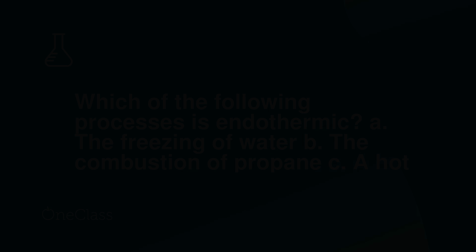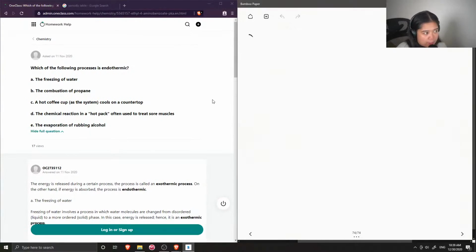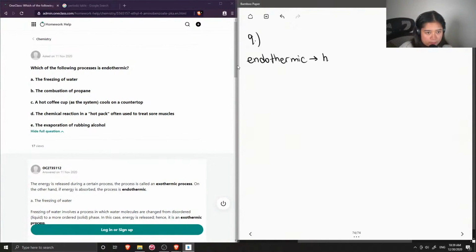Okay, so question number 9. Which processes is endothermic? Okay, so let me describe endothermic and exothermic reactions. When we have an endothermic reaction, this is when heat is absorbed from the surroundings to the system.